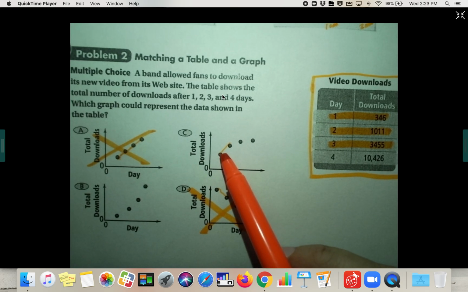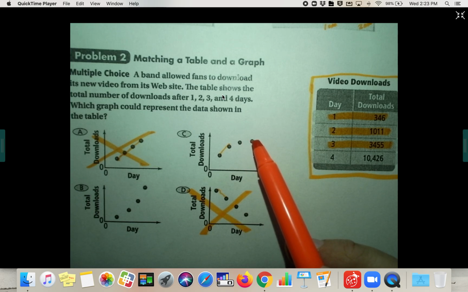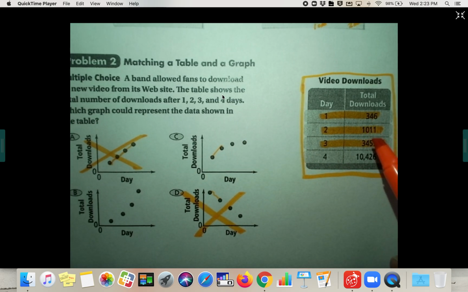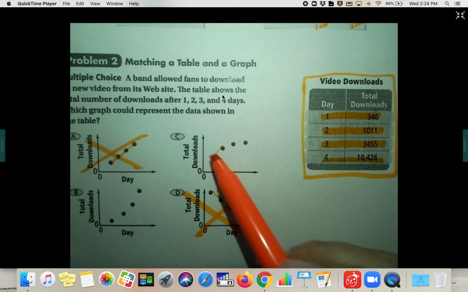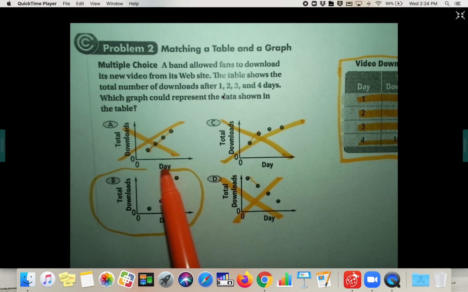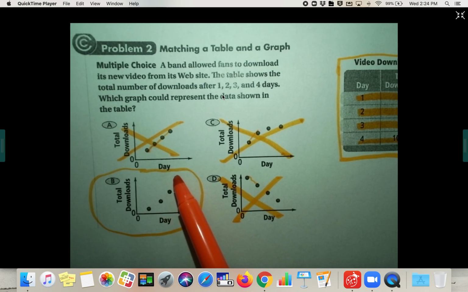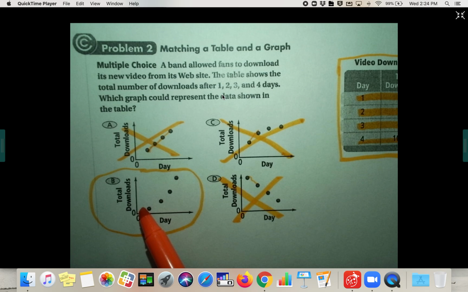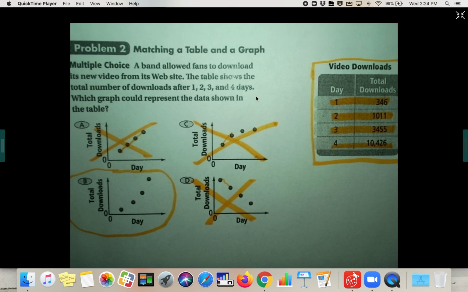C looks like it goes up a lot and then just a little, and then it's kind of starting to flatten out. And that is not what we see happening here. We see it continuing to grow hugely by day 4. So it's not going to be C either. So we know that our answer is B, but let's make sure you understand that this goes up and then it goes up drastically more and then drastically even more again. So it's more of a curved graph. It's not linear. It's more exponential in growth because it fits our numbers that we have in the graph.